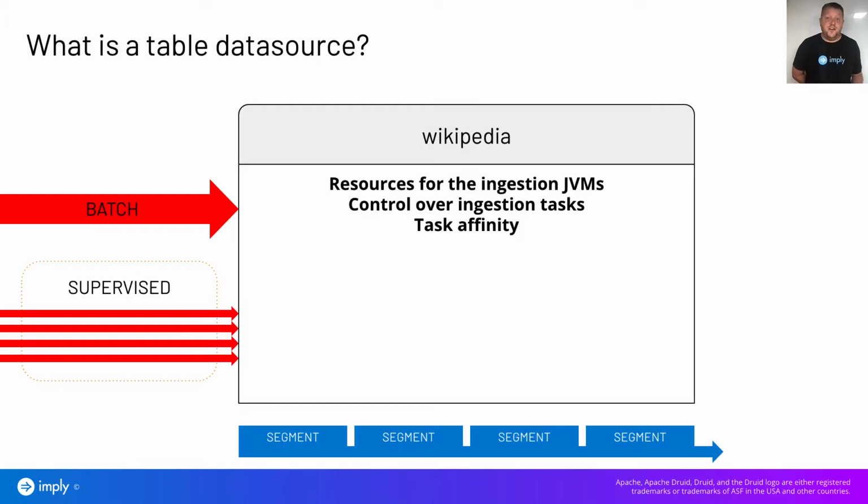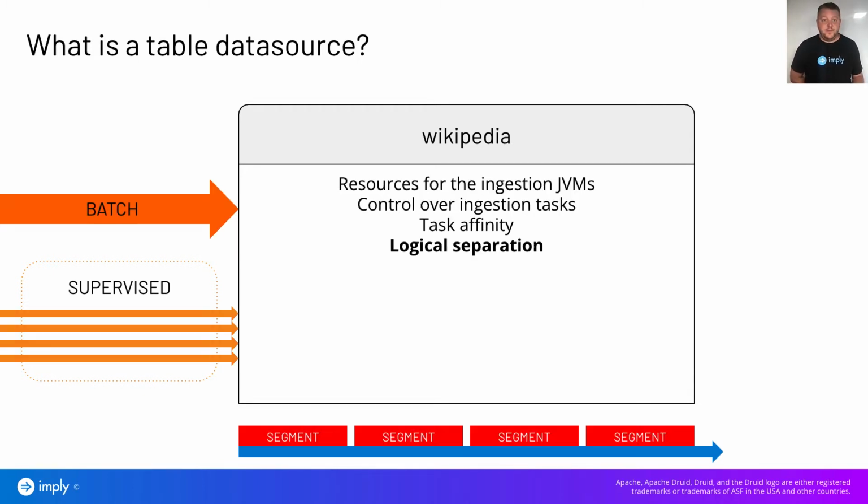So here's our first nugget. Cluster resources for ingestion are tied very closely to each table data source. That means your control over what is running when is also at the table level. So you might need to think about what you do in the larger ecosystem around maintenance, for example. And if you ever need to set an affinity for ingestion tasks, you also do this on a table level.